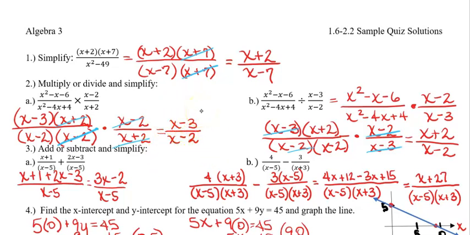All right, remember that when you're dividing fractions, dividing is multiplying by the reciprocal. So we're going to change this division sign to multiplication, and then we're going to flip this to get the reciprocal. So you're going to keep, change, flip.